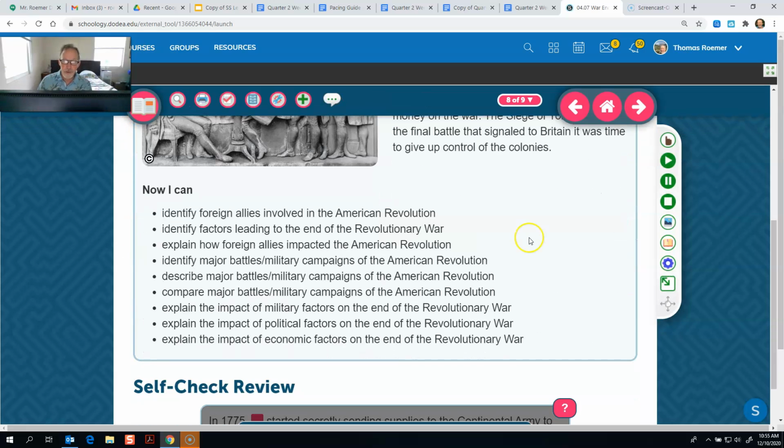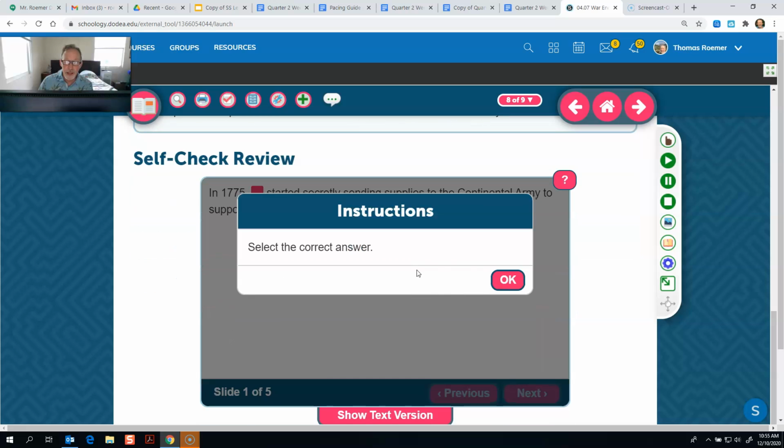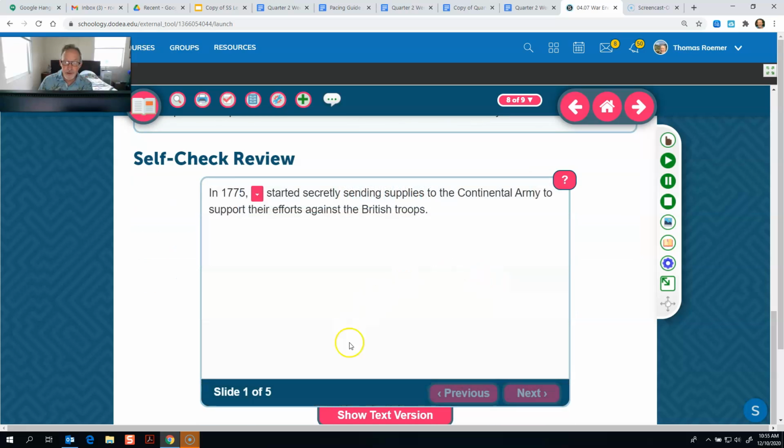Okay, and we talked about a lot of these things, not straightforward, I hope so. Okay, our allies, factors leading to the end of the revolution, military battles, okay, like Yorktown, okay, so military factors, leadership, political factors, okay, and then economic factors. So political factors really, you have the support of the politicians and the people. Okay, so you can go ahead and do this self-check right down here.